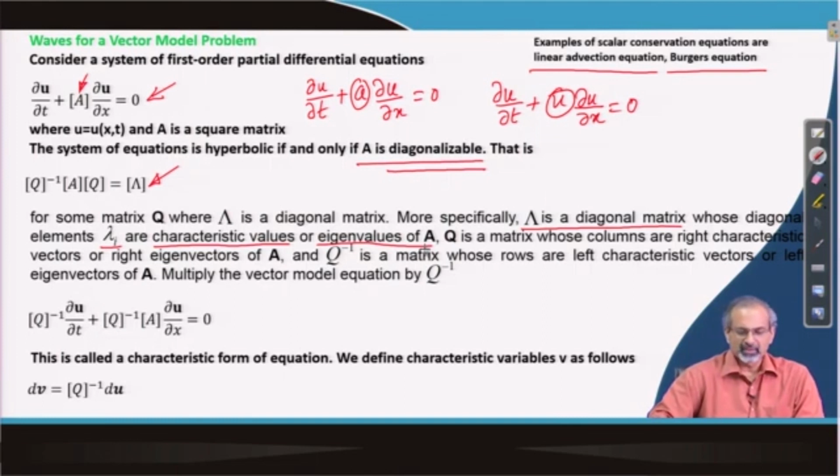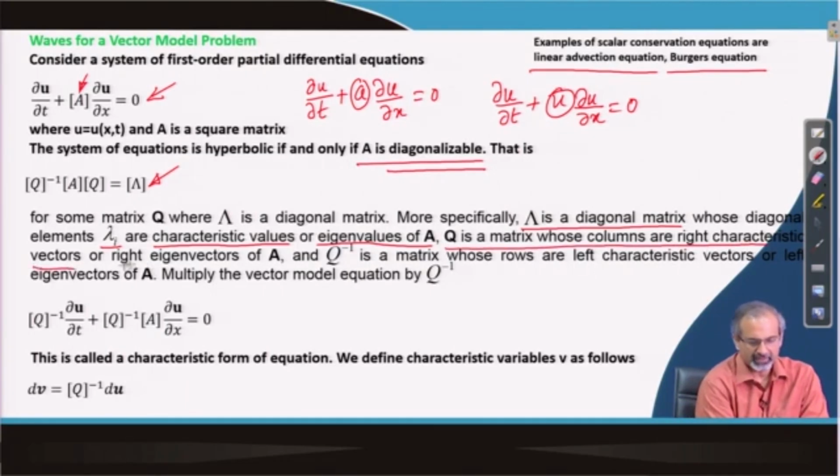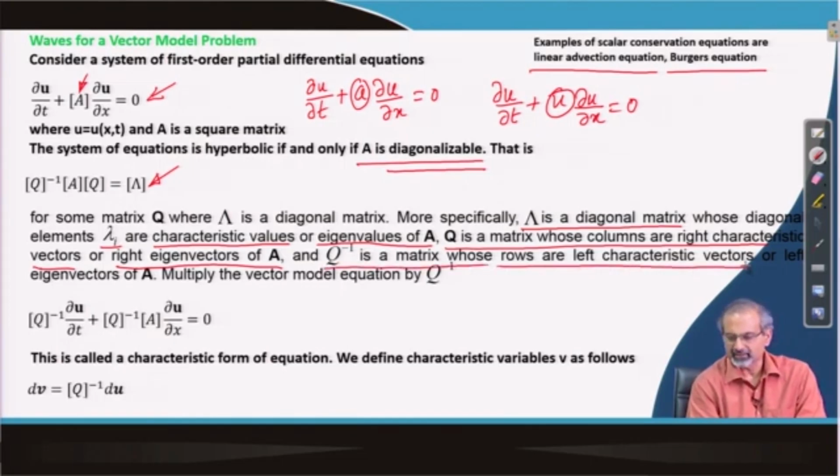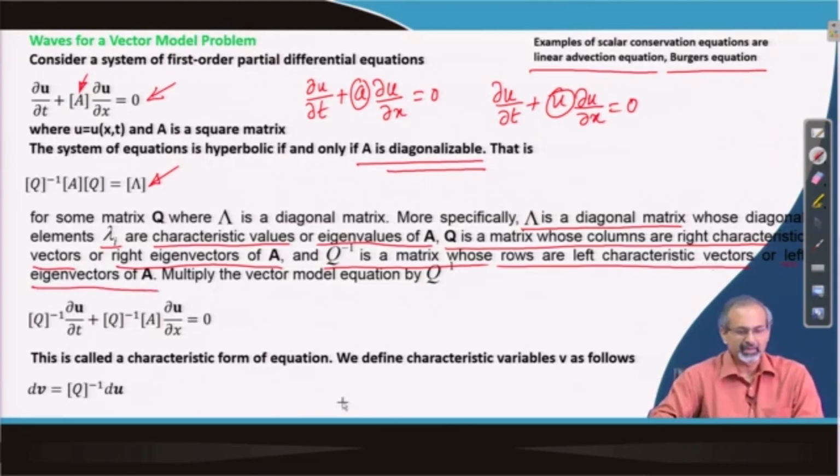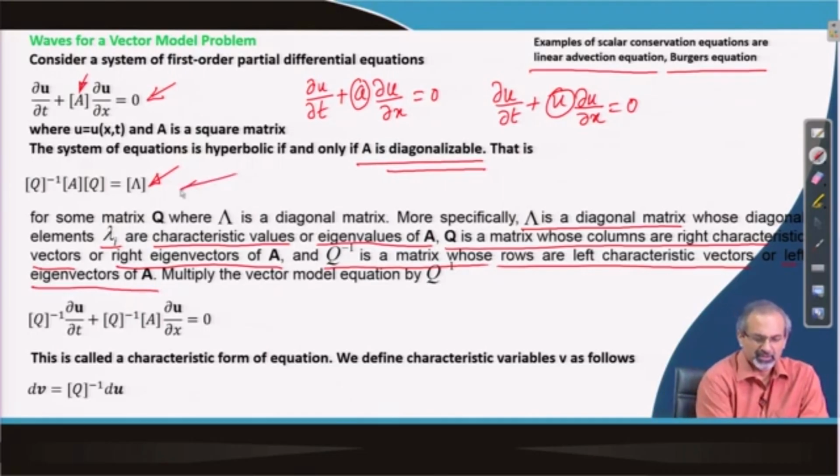Now, coming to the matrix Q and Q inverse. Q is a matrix whose columns are right characteristic vectors or right eigenvectors of the matrix A, and Q inverse is a matrix whose rows are left characteristic vectors or left eigenvectors of matrix A. So, this is how Q and Q inverse are defined. Once you define matrix Q, Q inverse in terms of A, and you are able to come up with this equation, then you can say that the system is hyperbolic.